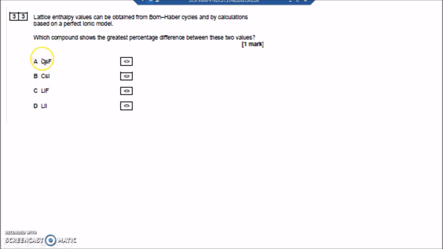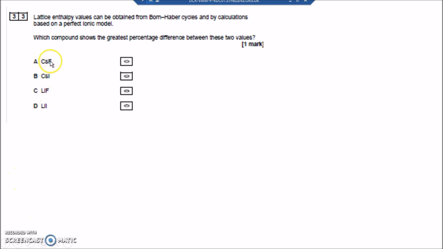Something like cesium is very big, right down the bottom of group 1, very large, lots of shielding. The outer electron is far away from the nucleus, so it will easily form an ion. It'll have a low first ionization energy and form Cs+, losing its one electron very easily.